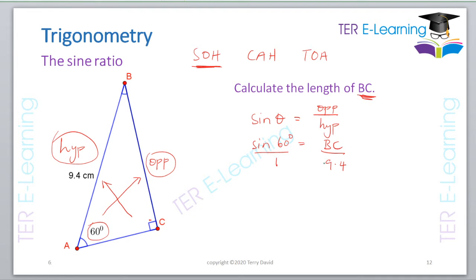We're going to cross multiply. So what does that mean? It means that sine 60 multiplied by 9.4 is equal to BC multiplied by 1. If you have never seen this before, this is what cross multiplication is.